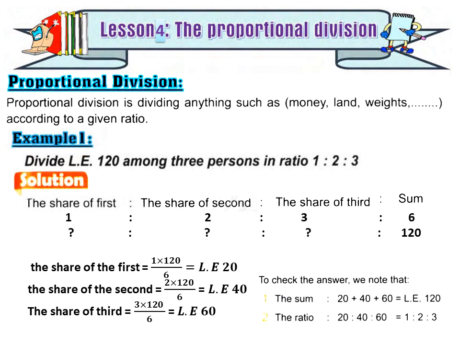Another method to check your answer: I will put 20 to 40 to 60, the real shares of the first, second and third persons, and get the ratio in the simplest form. 20 to 40 to 60 will be, in the simplest form, the ratio 1 to 2 to 3, okay?